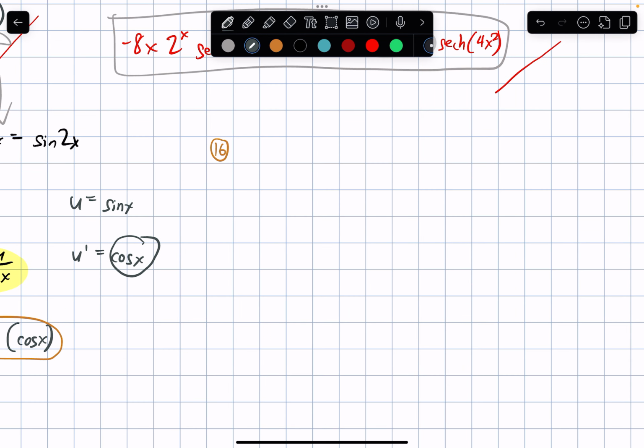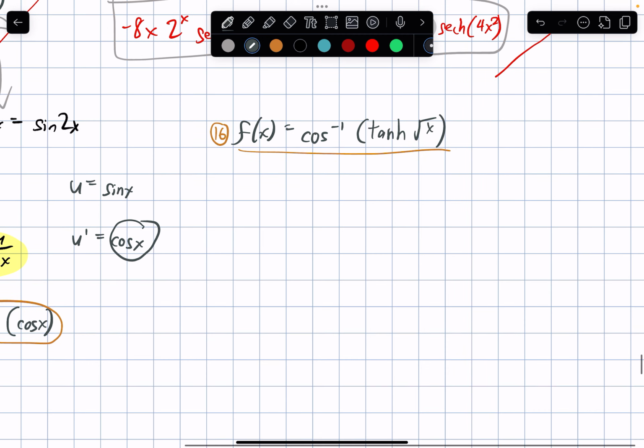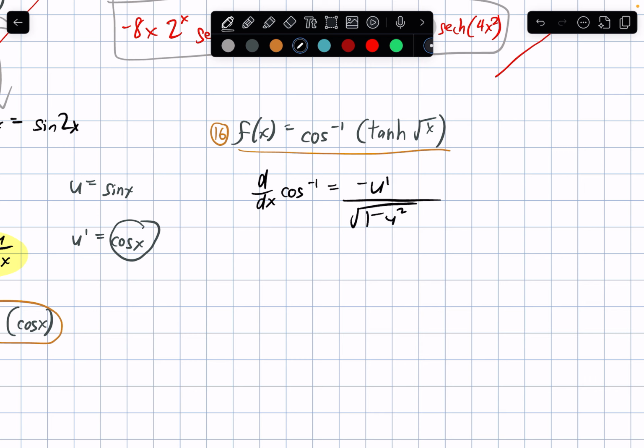How about number 16? F of x is equal to arc cosine of tanh square root of x. Spicy. What's the derivative? Oh, wait. Okay, so we have arc cosine. So this is from inverse. This is negative u prime over square root of 1 minus u raised to 2. Confirm? Is that correct? Okay, that is correct.